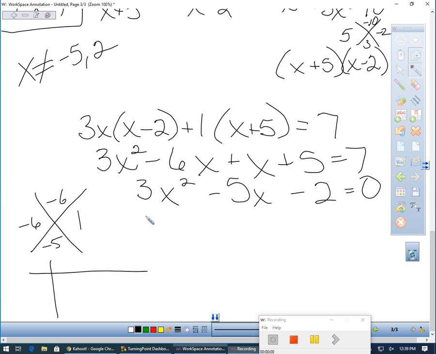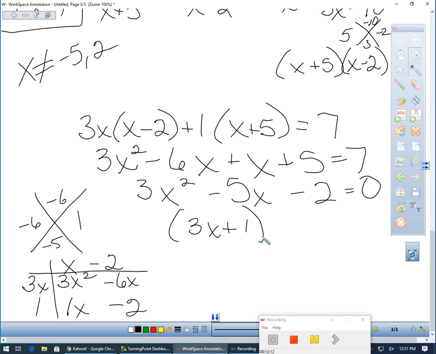Got to put it in the box. My first spot is 3x squared because the leading term is not 1. Last term is negative 2. My diagonal is negative 6x and 1x. Out of the first line, I can take out a 3 and an x. How about out of the bottom line? 1. Good. How about up and down? And how about out up and down here? Negative 2. So my factors are 3x plus 1 times x minus 2.